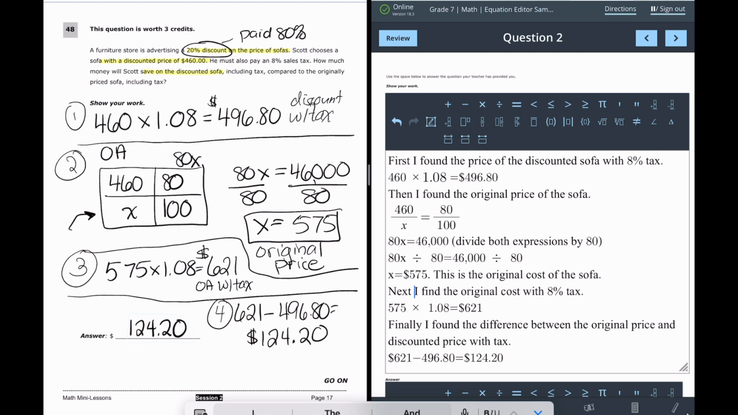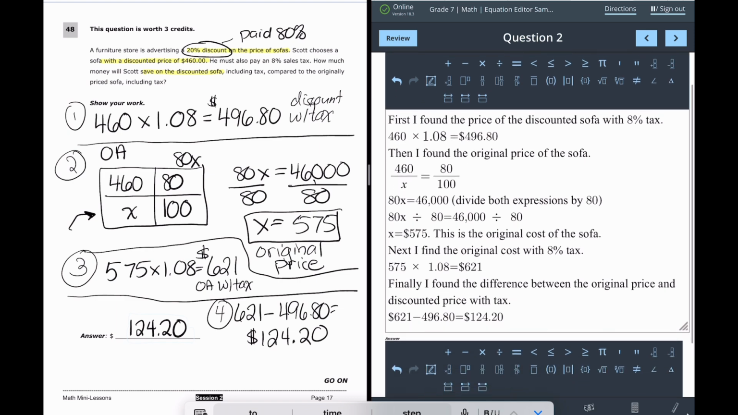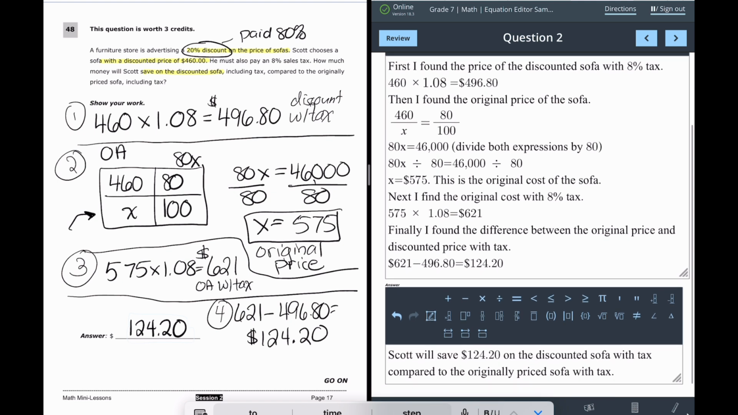Next, I find the original cost with 8% tax. So I did 575 times 1.08, and I got 621. Finally, I found the difference between the original price and the discounted price with tax. 621 minus 496.80 equals 124.20. Scott will save 124.20 on the discounted sofa with tax compared to the original price sofa with tax.